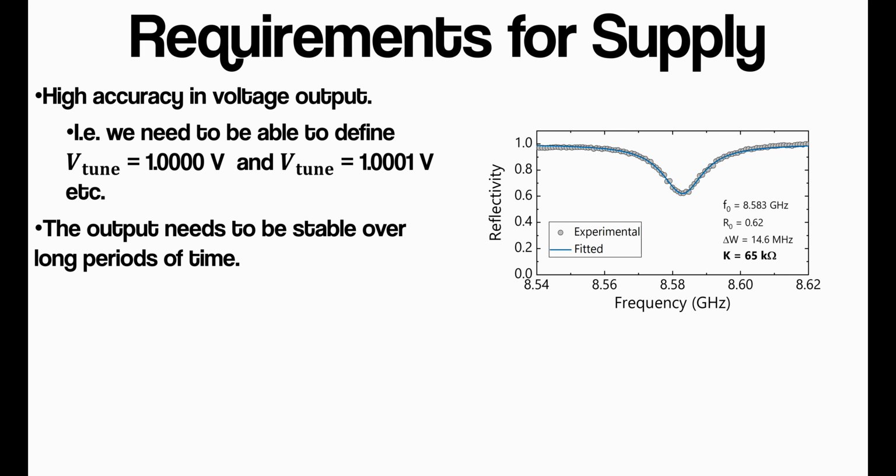Secondly, you need the output to be stable over long periods of time. As I said previously, you're going to be carrying out this frequency sweep in your instrument, and you're going to carry out the measurement on resonance. In the example I've shown here, the resonance is around 8.58 gigahertz. So you'll carry out the microwave cavity sweep, and then you'll come back and set the frequency of the VCO to 8.53 gigahertz. Then you're going to carry out the TRMC measurement.